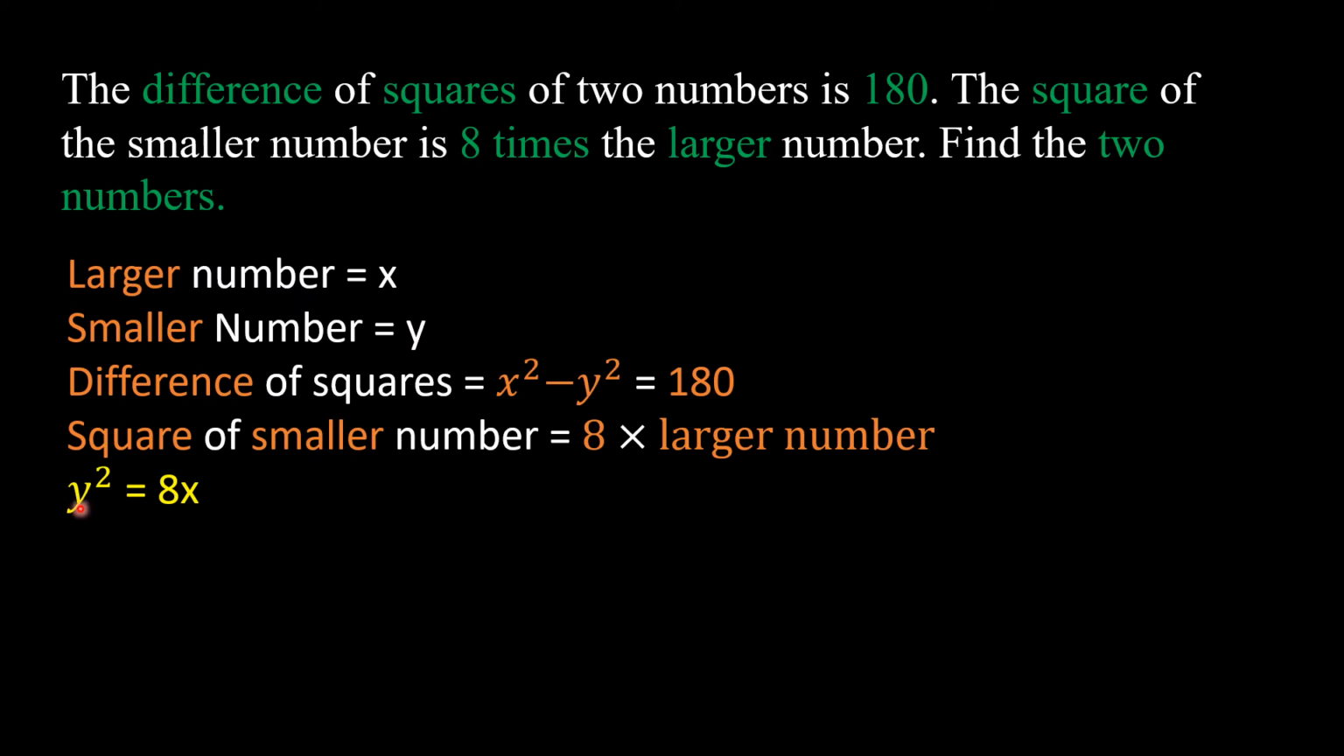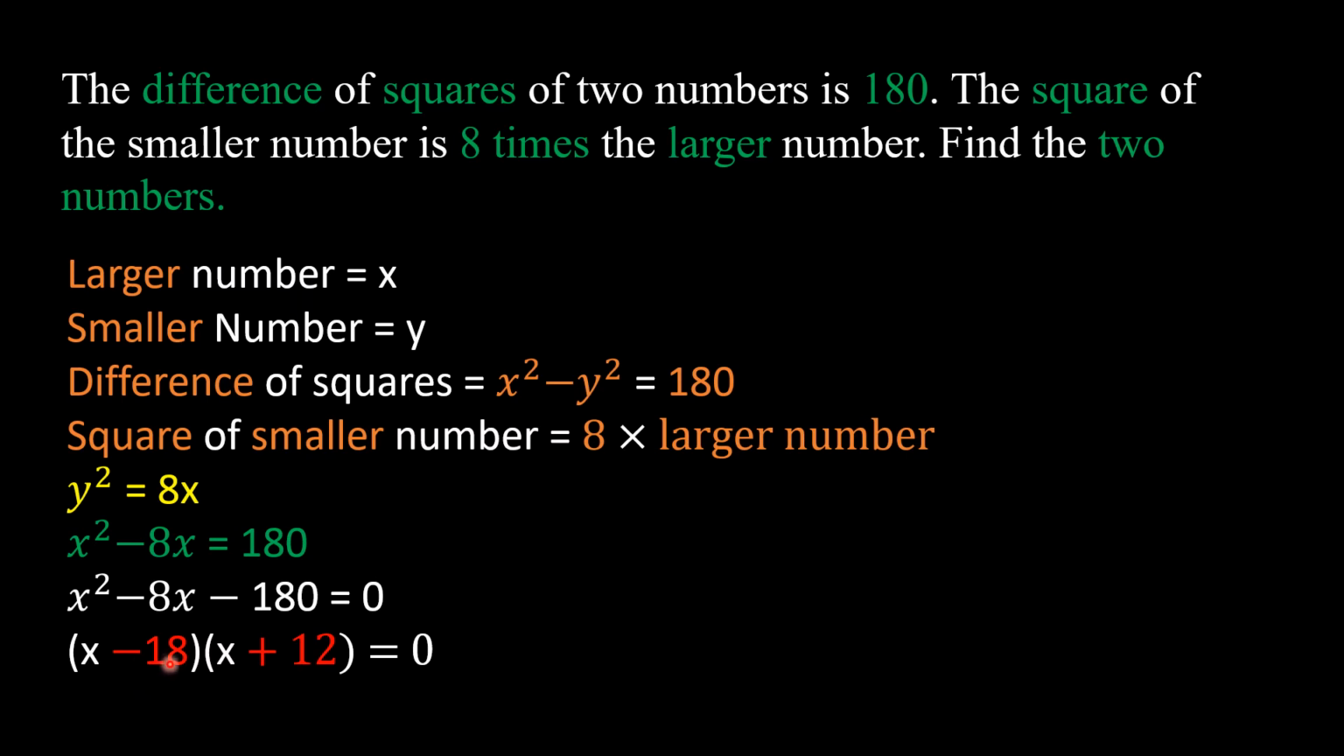Now we will substitute the value of y squared in this equation, and we will write this equation as x squared, in place of y squared we will put 8x, equals 180. That is, x squared minus 8x minus 180 equals 0. Now we have to find two factors. So this is the quadratic equation which we have to solve and find the value of x.